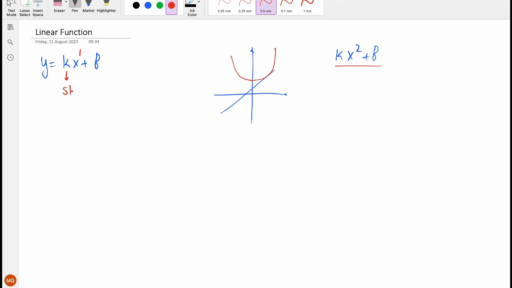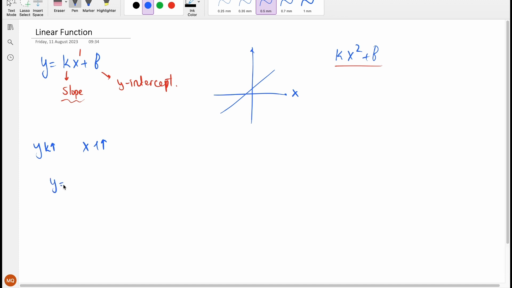We call k slope, and b is called y-intercept. Slope shows how y changes when we increase x by 1 unit. When we increase x by 1 unit, y will increase k units. For example, if y is equal to 5x plus 10, while x is equal to 0, y is equal to 10. When you increase x by 1 unit, y will be equal to 15.